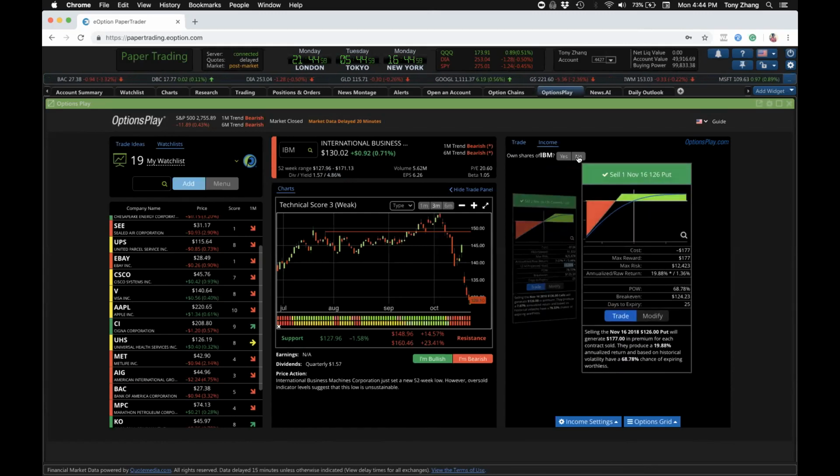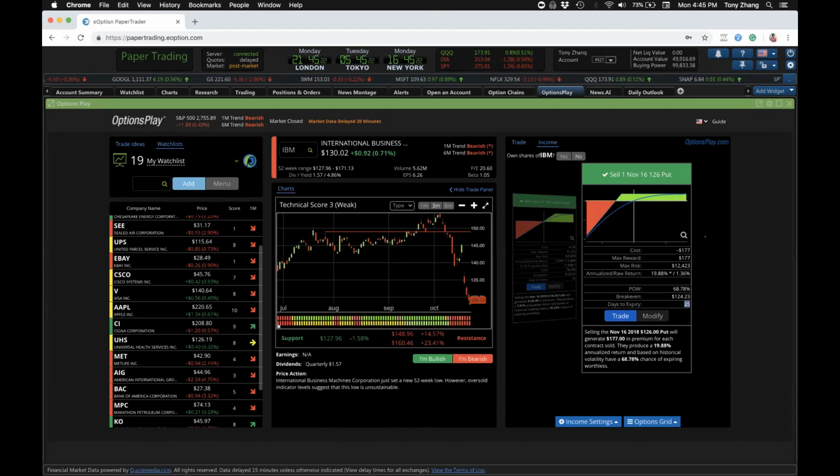Conversely, if you don't own IBM and you want to own IBM, this is telling you to look at selling a November 16th, 126 put. This is, again, for those of you that want to own the stock, because what this does is it reduces your cost basis by about 1.36% over the next 25 days. So imagine being able to buy the stock for 1.3% cheaper than where it is 25 days from now.